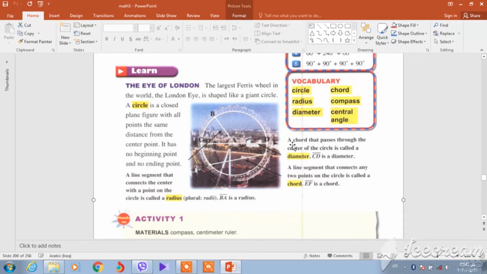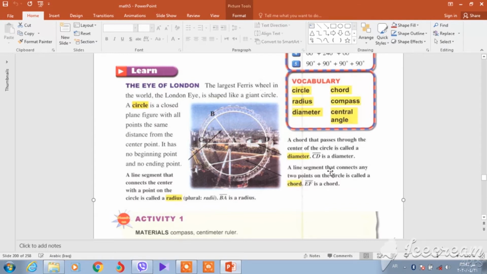What about the diameter? A chord that passes through the center of the circle is called a diameter. For example, D and E pass through the center point. That also is a diameter. Okay, CD is a diameter because it passes through the center point and makes a line segment between 2 points on the circle. Okay, what about the chord?